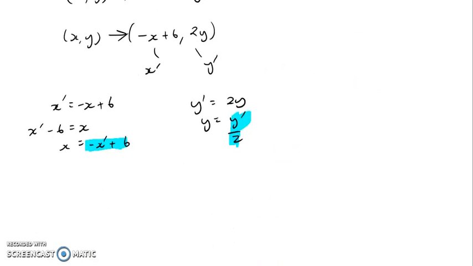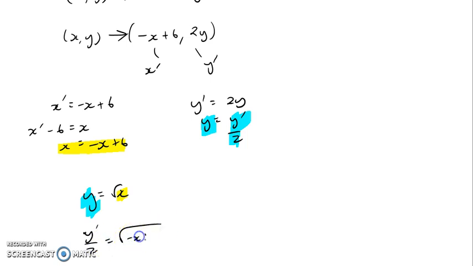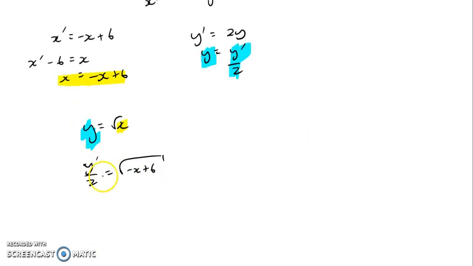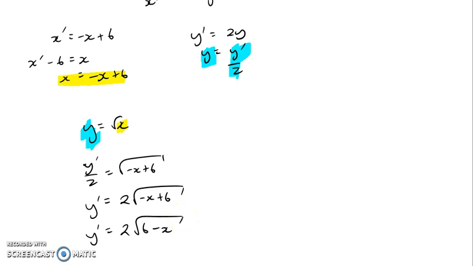So we go y equals root x. Well, I know y is this thing, so I substitute in, and I know x is this thing, so I substitute in. And now I rearrange to solve for y dash, which is the equation of the image. Alternatively, that could be written as the following.